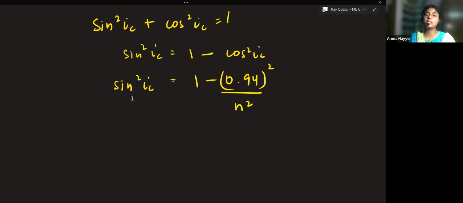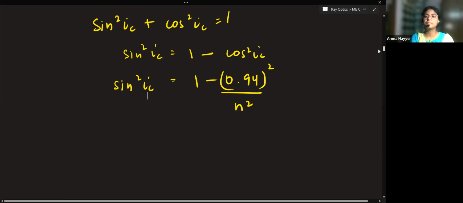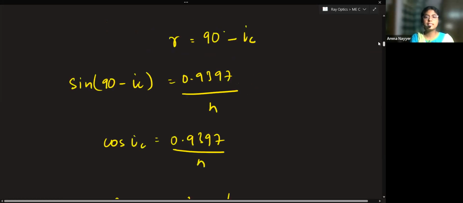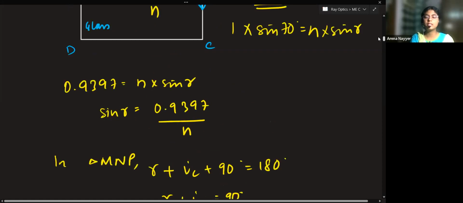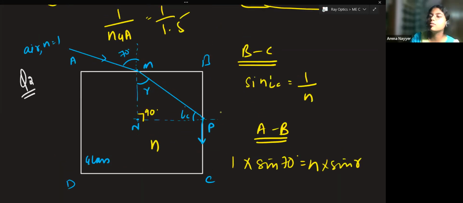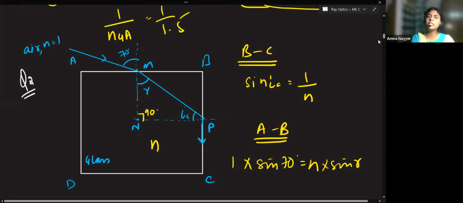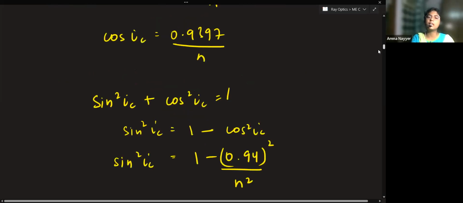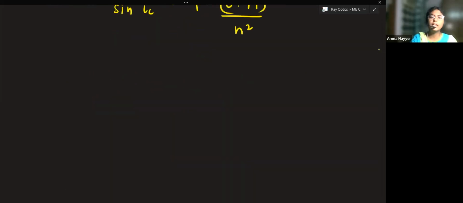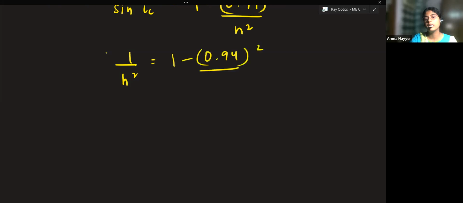And one more thing, class. Sine IC we had already got. Yes, here. Sine IC is 1 by n. So sine square IC will be what? 1 by n square. So from here you can substitute this as well. So if you substitute, you get 1 by n square is equal to sine square IC, which will be 1 by n square because sine IC was 1 by n. This becomes 1 minus 0.94 whole square by n square.